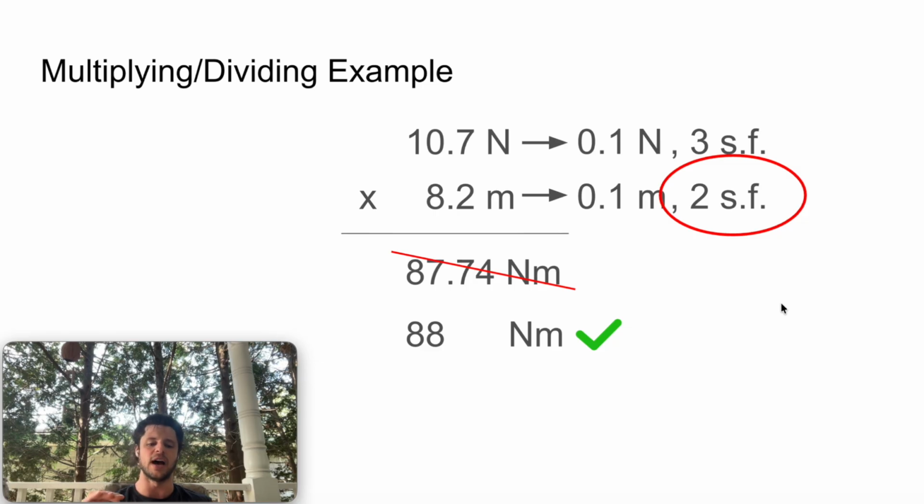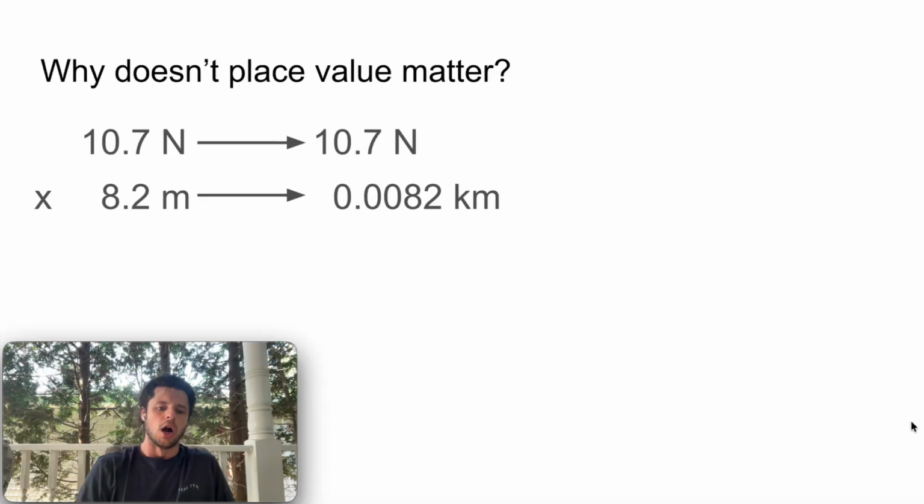Again, for multiplying and dividing, we want to reduce the precision of our answer down to the number of significant figures of the least precise of our original numbers. All right, so let's take one last look at place value and why it doesn't actually matter for multiplying and dividing. Remember that any of our measurements we can express in a different way, right?